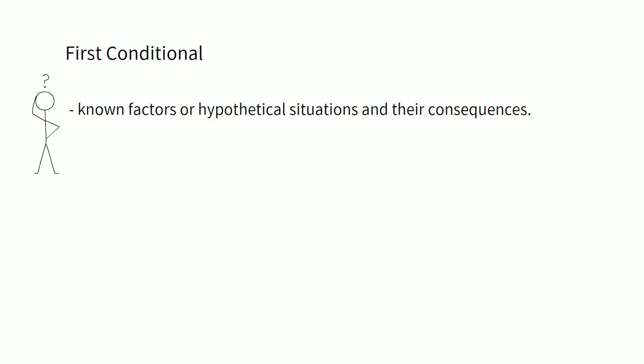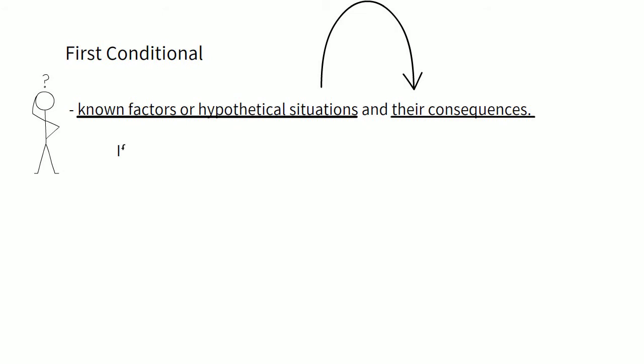Today's video is about the first conditional. Before we get started, what is a conditional sentence in English? Conditionals discuss known or hypothetical situations and their consequences. Simply put, conditionals are sentences that look something like this. If X, then Y. Or when X, then Y. Conditional sentences always have two clauses, and usually if or when leads one of those clauses.